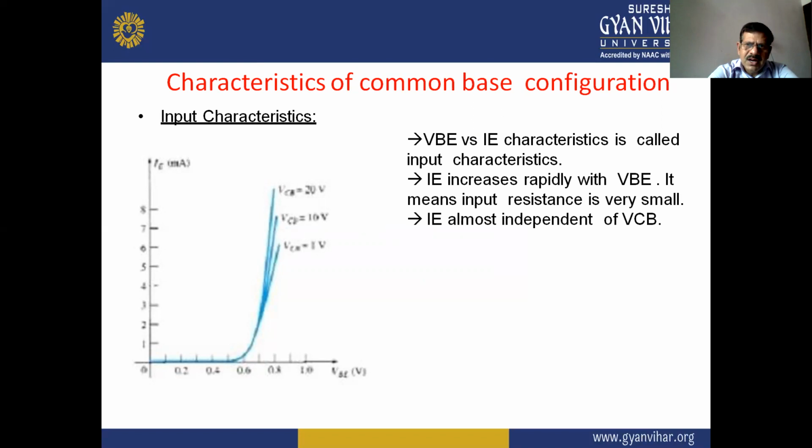So IE increases rapidly with base to emitter voltage. It means input resistance is very small in these input characteristics of the common base, because here emitter current IE increases rapidly with base to emitter voltage. Here emitter current is almost independent of the base to collector voltage. So this is the input characteristics graph for the common base configuration.